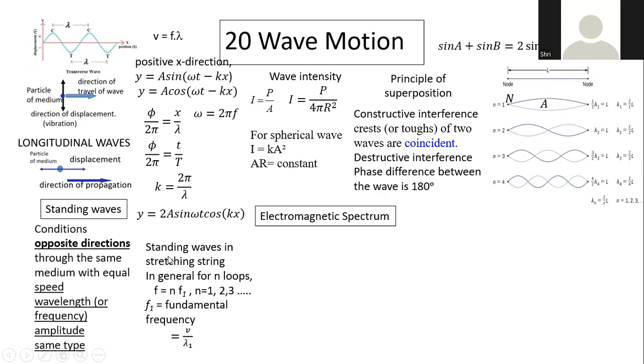And for standing wave in a stretched string, F1 is the fundamental, which is v over lambda 1. The higher harmonic will be F equals N F1, where N is 1, 2, 3. That is the equation to remember. The speed is determined by the tension in the string and the mass per unit length.